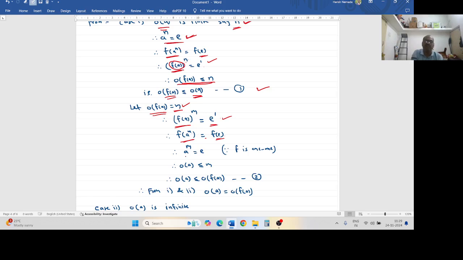म्हणजे इथे आपल्याला मिळेल a raised to m is equal to e. a raised to m is equal to e म्हणजे याचा अर्थ काय झाला, order of a is less than or equal to this power, that is m. पण ते m म्हणजे काय, ते order of f of a आहे. म्हणजे आपल्याला मिळालं order of a less than or equal to order of f of a.